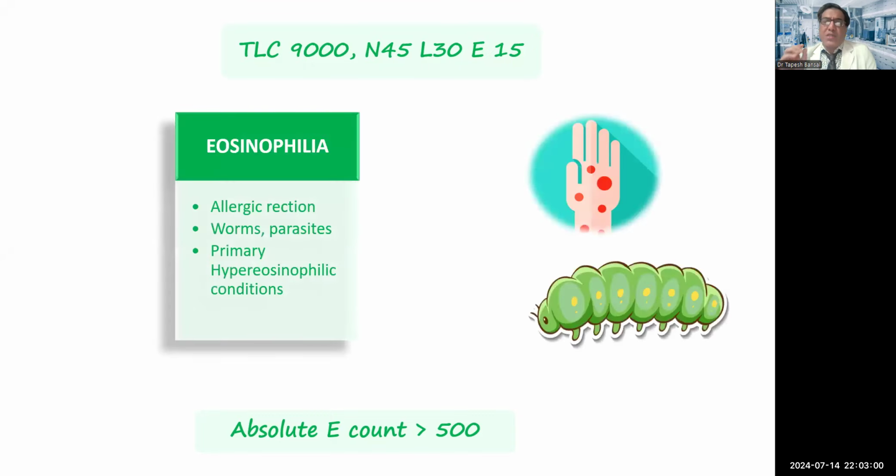So what are the causes? Important causes are allergic reactions, which can be life-threatening anaphylaxis or even severe asthma reaction or whatever, any kind of allergic reaction can cause eosinophilia. Then worm infestation and parasites. So this can be lethal at times. Do not think that worms and parasites only cause OPD problems.